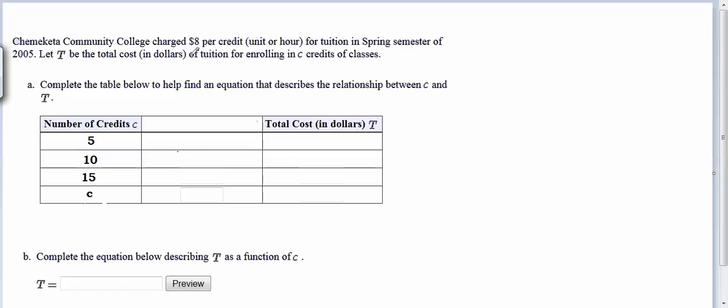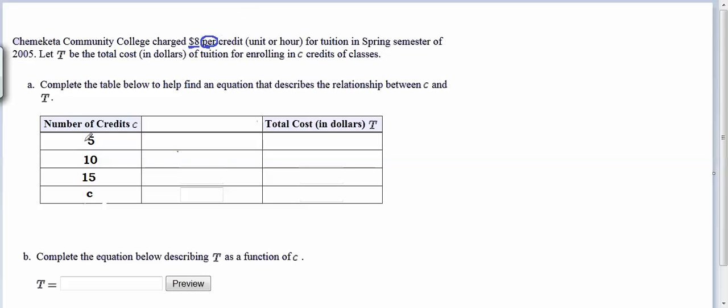We can go back to the given information in the story, and they say they're charging $8 per credit. And "per" is a key word there. It's often going to indicate multiplication. It means for each credit. So if I'm taking 1 credit, it's going to cost $8. If I'm taking 2 credits, it's going to cost 8 times 2. If I'm taking 3 credits, it's going to cost 8 times 3.